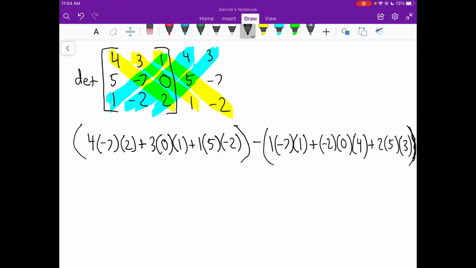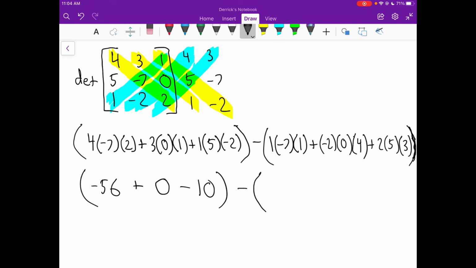So 4 times negative 7 times 2. 4 times negative 7 is negative 28. Negative 28 times 2 is negative 56. 3 times 0 times 1 is just 0. It's always nice when 0 is part of that. It makes it a lot easier. 1 times 5 is 5, and 5 times negative 2 gives us negative 10.